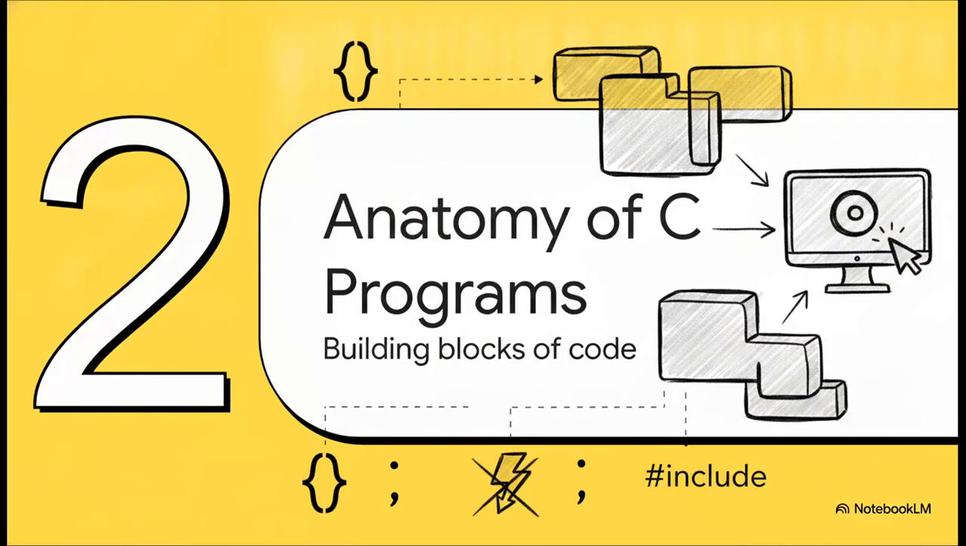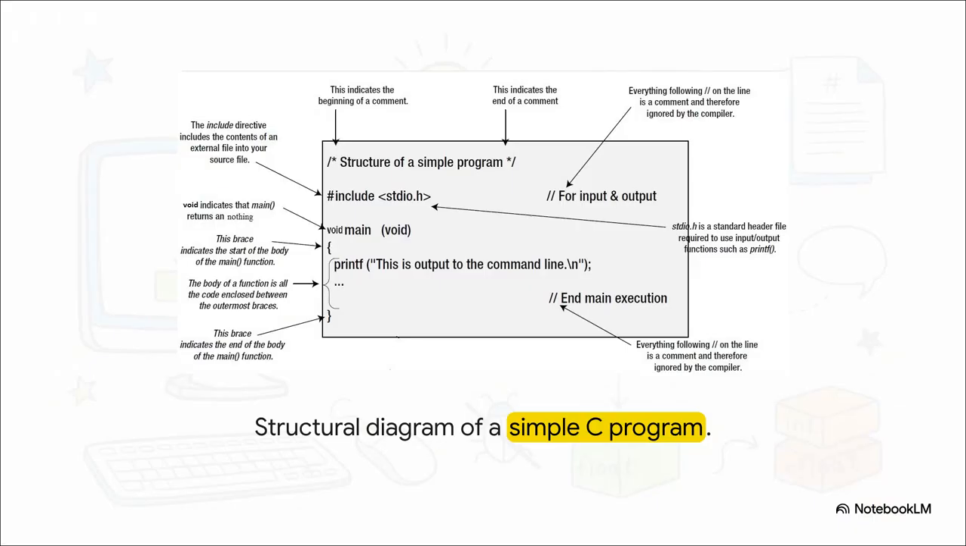Moving right along to Section 2, Anatomy of C Programs. Let's pop the hood and dissect a real C snippet to see the exact structure required to make a program function. Right at the top, we have our header comments, which just describe what the program actually does. Next is our preprocessor directive. Hashtag include stdio.h. Remember step 1 of the compilation process we just talked about? This line tells the preprocessor to go fetch the standard input-output library, which gives us access to things like printing to the screen. Below that, we have void main(void).